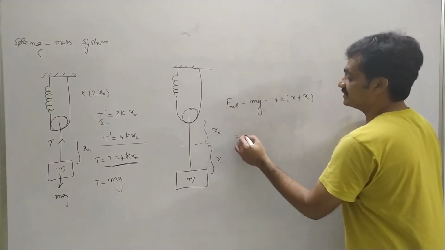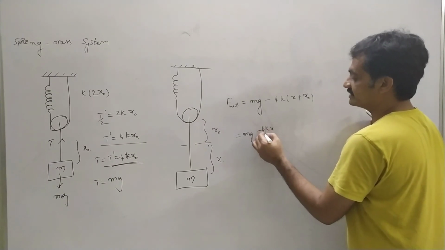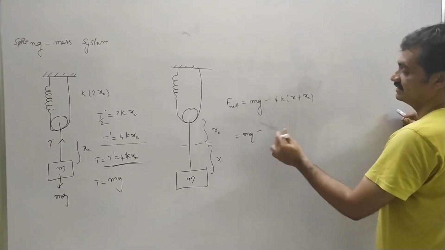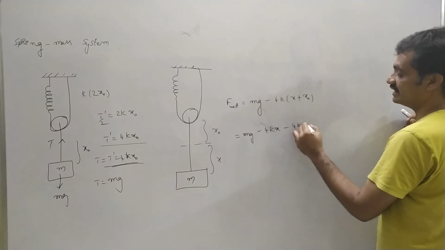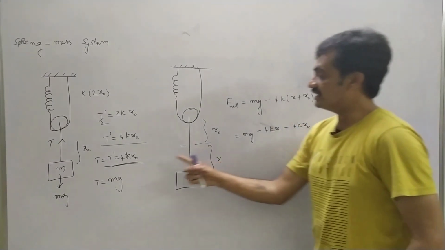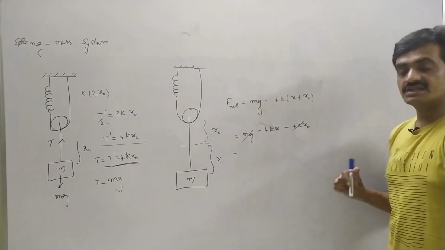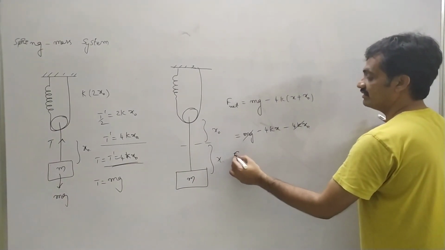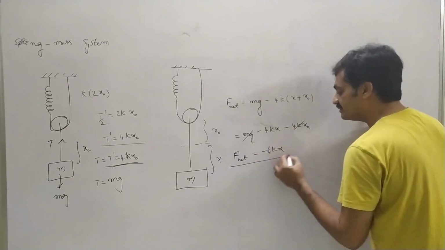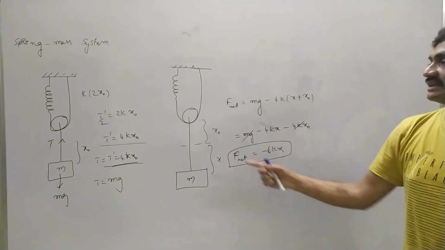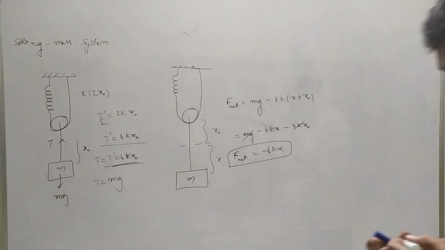Based on that, we can represent it as mg minus 4kx minus 4kx naught, where mg is equal to 4kx naught. Mg and 4kx naught get cancelled. Then we have F net equals minus 4kx. This represents the force acting in the case of this spring mass system. Take a screenshot, we will continue.